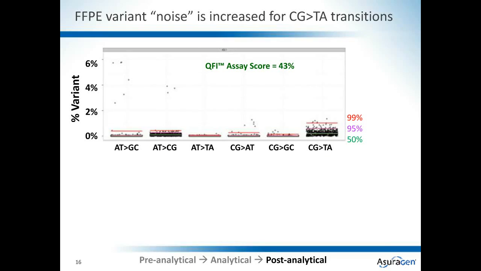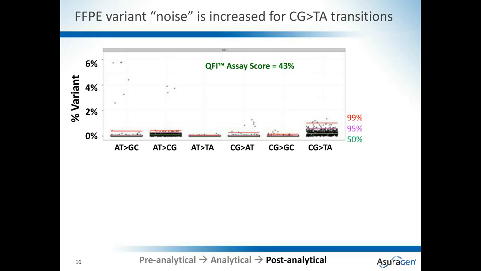So to give you an example of how we've used different components of this workflow and information outputs to help inform the informatics, consider two samples. The sample that's shown at the top here has a QFI assay score of 43%. This is a high-quality FFPE DNA. Across the 6 possible two-base hypotheses, you can see that there's an elevation in the variant background that's associated with C to T and G to A transitions.